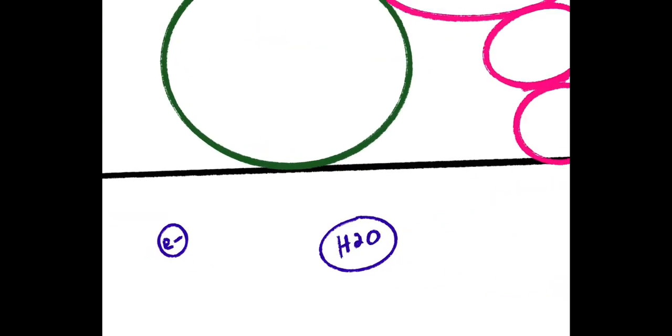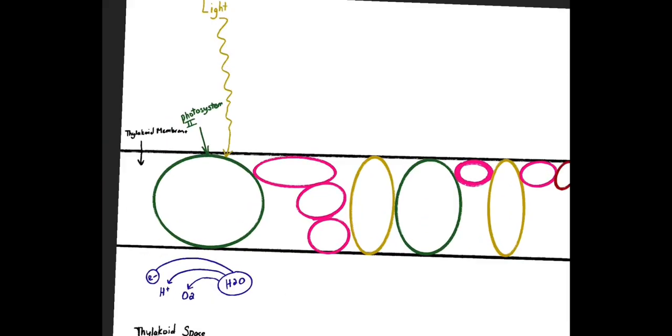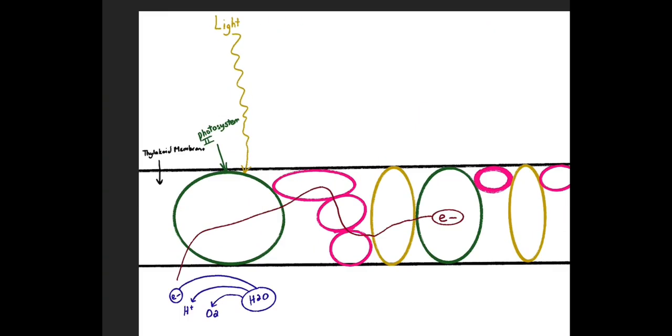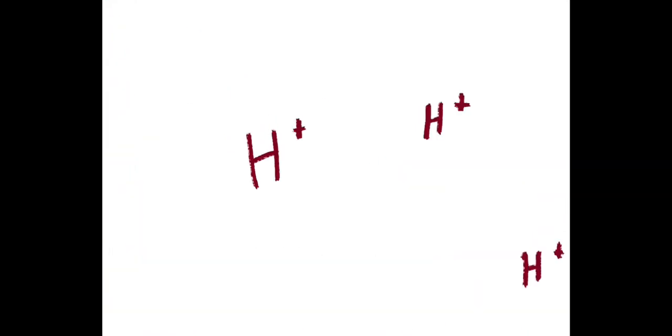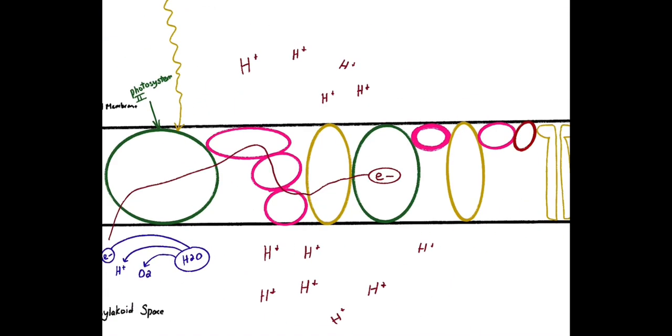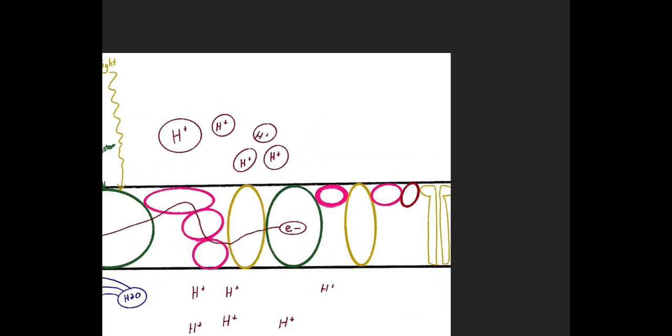As the electron is moving through the thylakoid membrane, protons outside the thylakoid are transported inside the thylakoid space. Then more light hits photosystem 1, which causes the electron to move until it reaches outside the thylakoid, or the stroma. The electron outside then combines with NAD+ and makes NADPH.